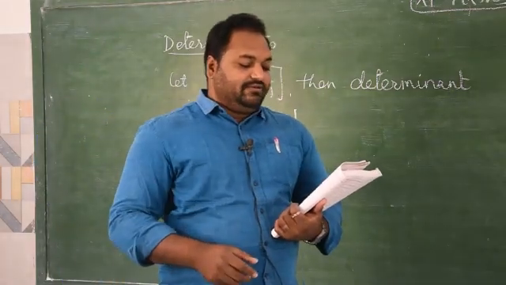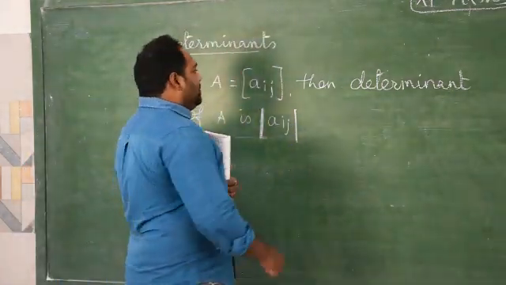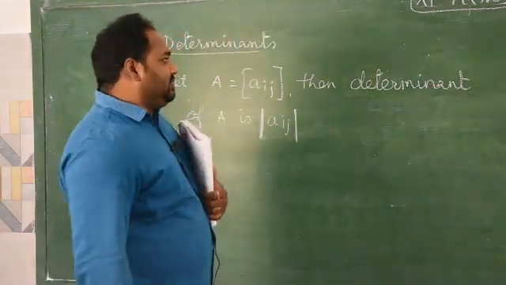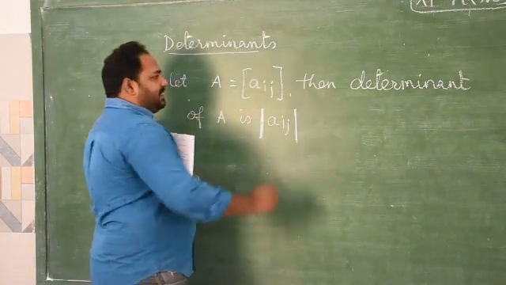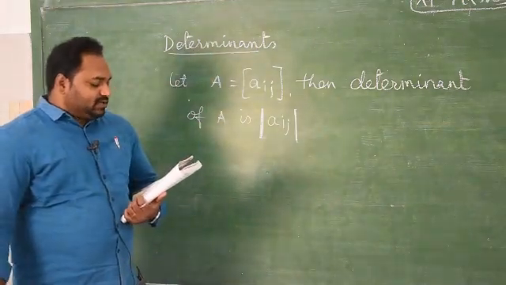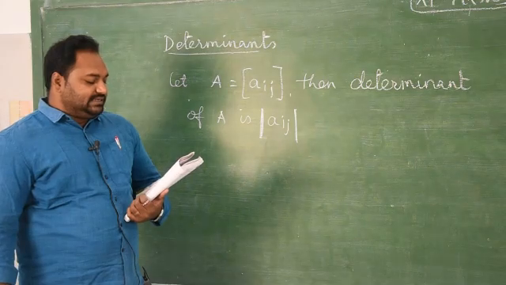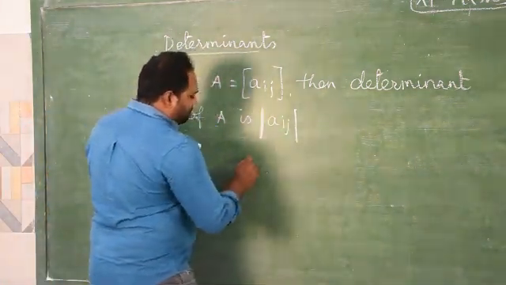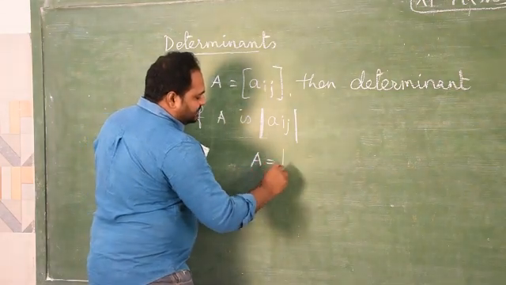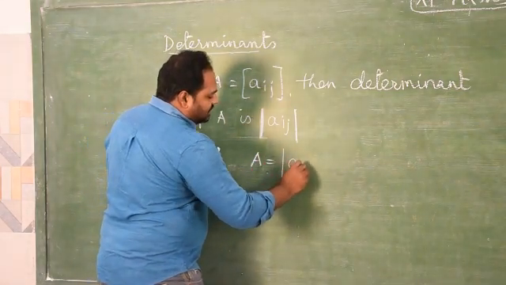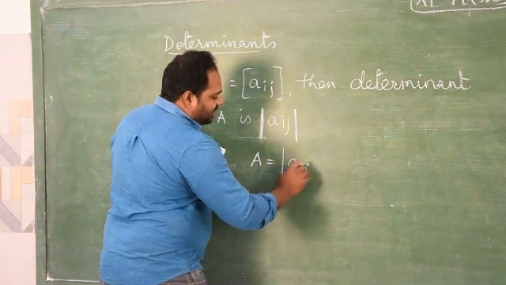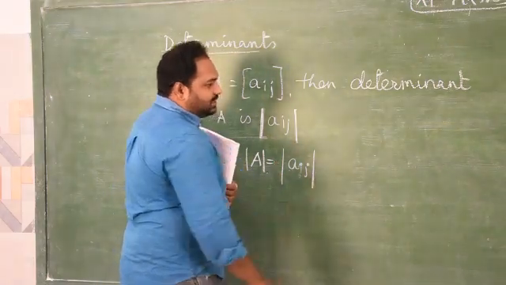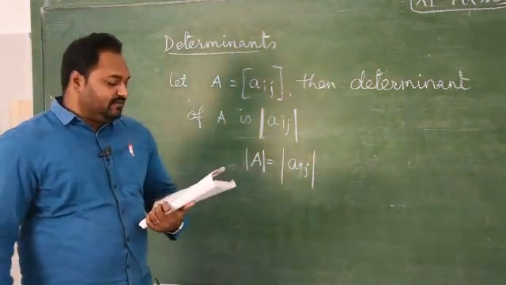Here we have some properties in determinant. Determinant can be defined only for a square matrix. You know what is a square matrix? So determinant we can define only for the square matrix. Next one, for square matrix A, modulus A is read as determinant of A. So this can be written as A equal to modulus Aij, which is called the determinant of A.